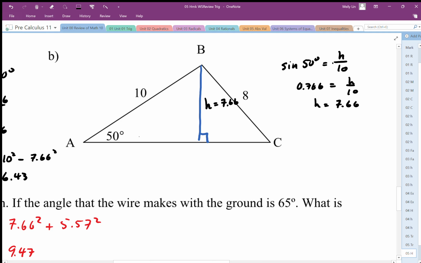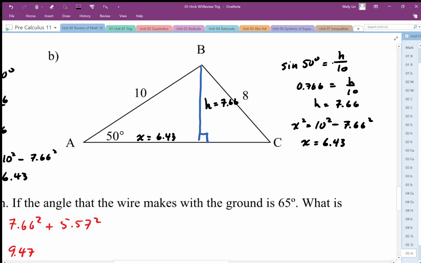So I'm going to solve for this side x, and I can use Pythagoras. I know that x squared is equal to 10 squared minus 7.66 squared. Solving for x works out to be 6.43. So this is actually the same as the previous triangle as well.